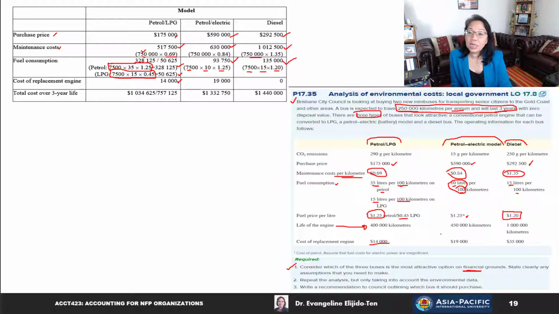What about the petrol electric model? 450,000 kilometers is the life of the engine. So just like in the petrol LPG option, we just need to replace the engine once. How much is the replacement cost for the engine in the petrol electric? It says 19,000, so just once. What about the diesel? It says the cost of replacing the diesel engine is 35,000. But the life of the engine is 1 million kilometers. So do we need to replace the engine? No, because we are only going to use it for 750,000 kilometers.